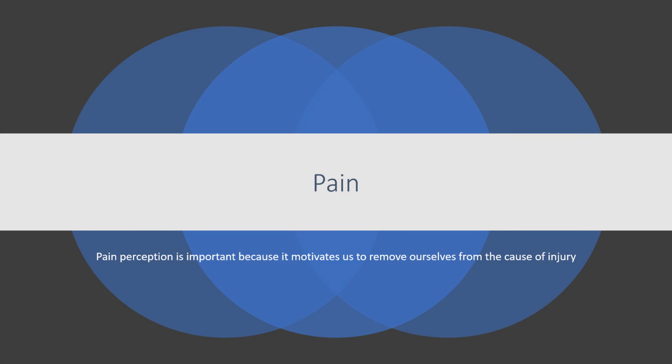And of course, we also have the ability to detect pain, and pain perception is very important because it motivates us to remove ourselves from the cause of the injury. Although many of us would not like to feel pain, if you think about it, imagine a life without pain. We could experience a lot of injuries and not realize it, which could lead to infection and potentially even loss of life. There are some very rare people who do not have the ability to detect pain.